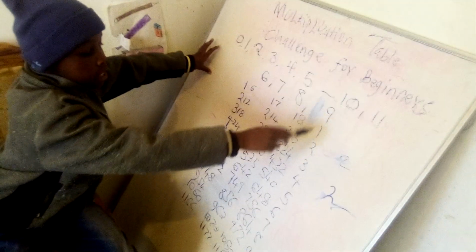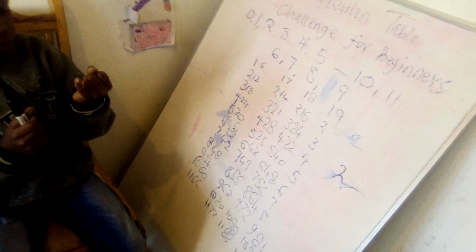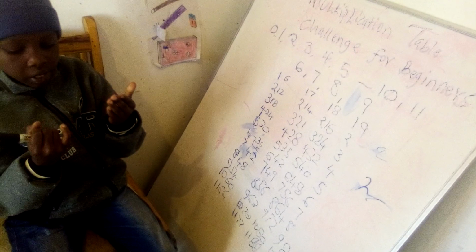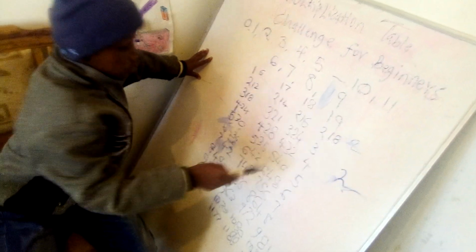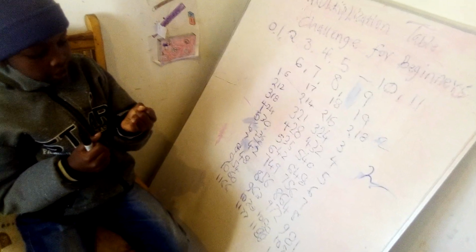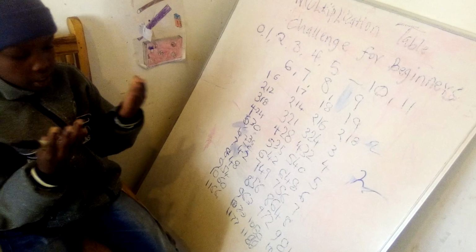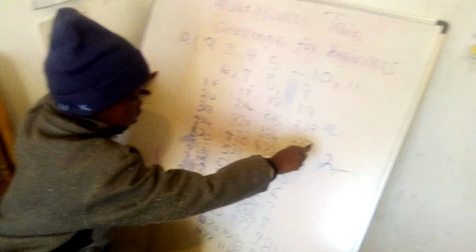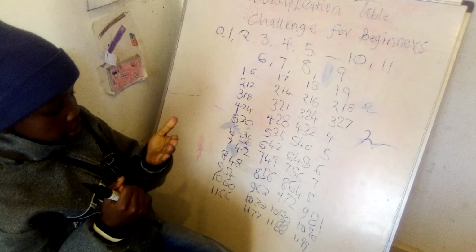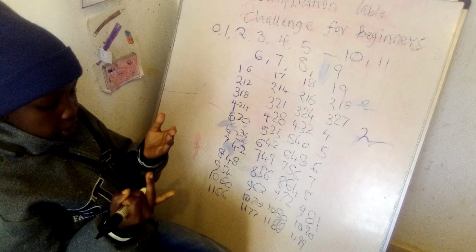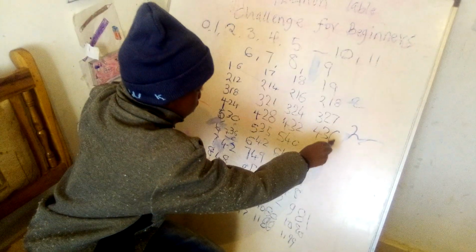Come to the table of 9. 1 times 9 is 9. 2 times 9 is 2, 4, 6, 8, 10, 12, 14, 16, 18. Right here, 18. 3 times 9 is 3, 6, 9, 12, 15, 18, 21, 24, 27. Right here, 27. 4 times 9 is 4, 8, 12, 16, 20, 24, 28, 32, 36. Right here, 36.